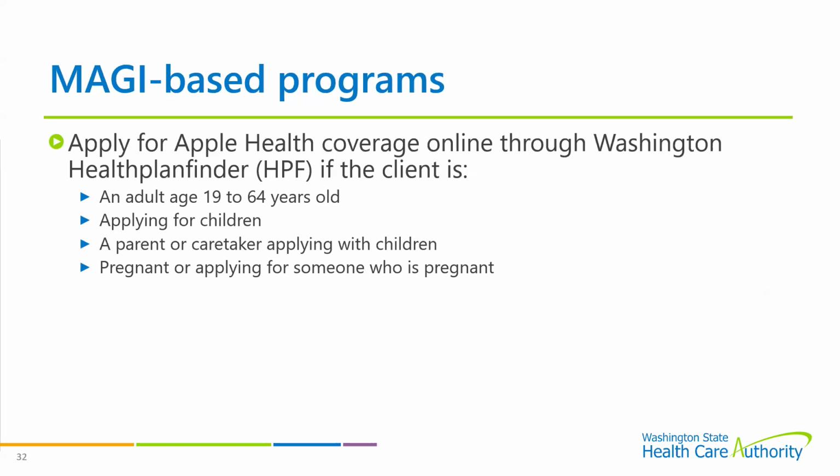Apply for MAGI-based coverage online through Washington Health Plan Finder, or HPF, if the client is an adult age 19 to 64 years old, a parent or caretaker applying for children, or applying for someone who is pregnant. Next slide, please.